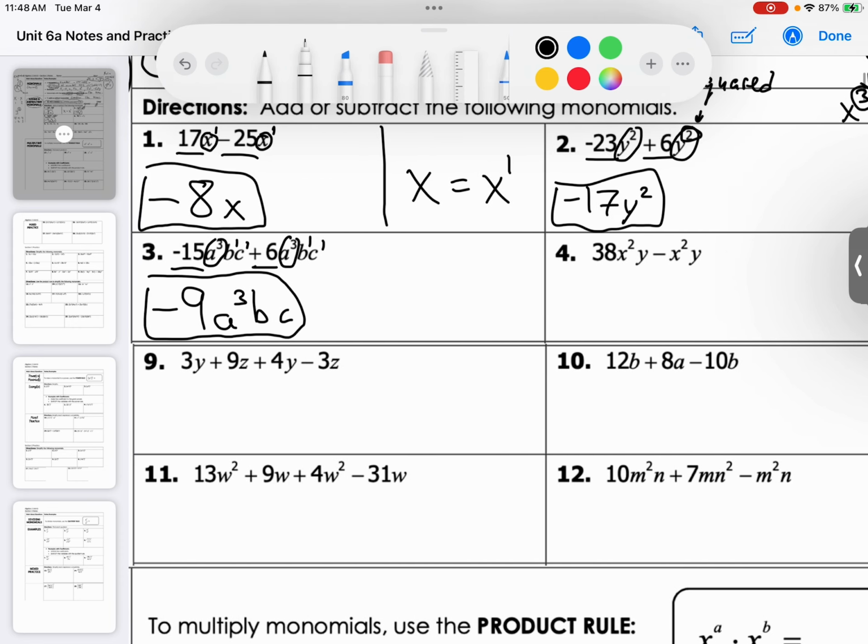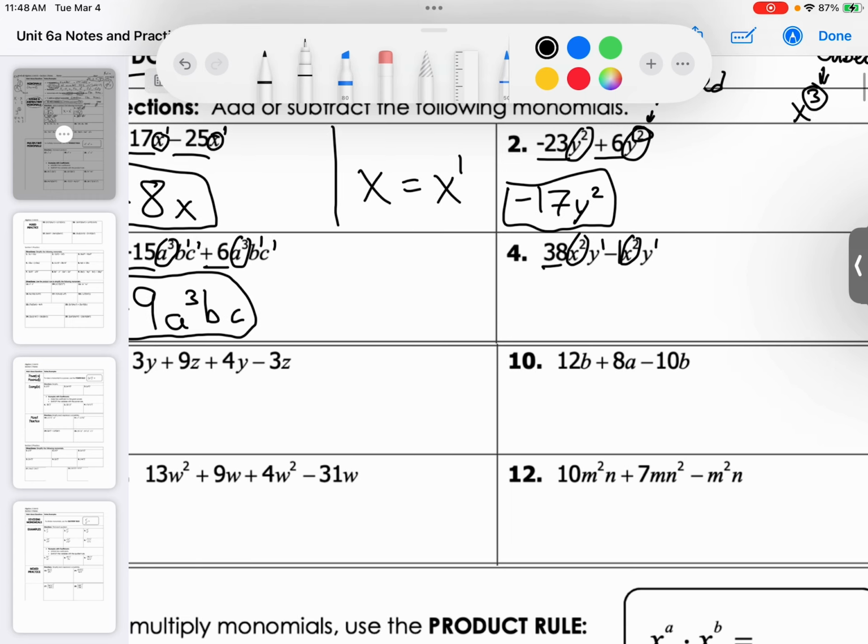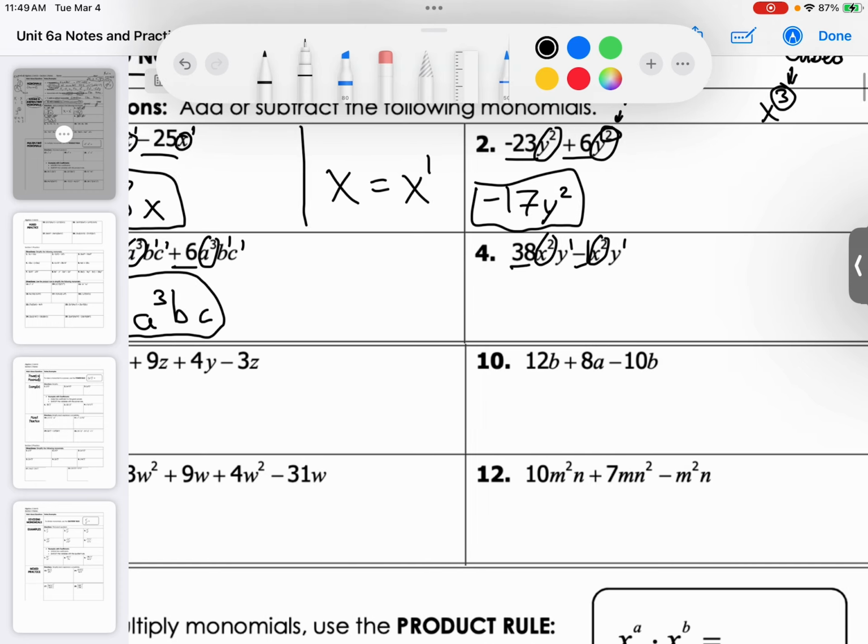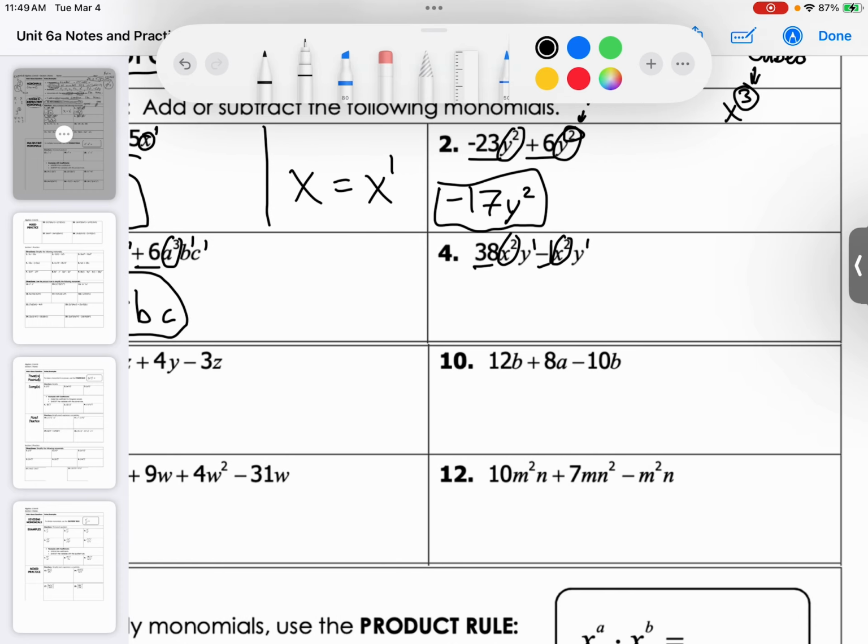Okay, on to number 4. We have 38x squared y minus x squared y. So both of these have x squared. Both of them have y to the power of 1, and so they have the same variables and exponents. With this one, we can do 38 minus, we don't really see a number in front of the second x squared y. Whenever you don't see a number, remember that is going to be a 1 in front. So it's going to be 38 minus 1. So remember, whenever you don't see a number in front of the variable, that is a 1. 38 minus 1 is 37, and our variables and exponents stay the same, so we'll have 37x squared y.